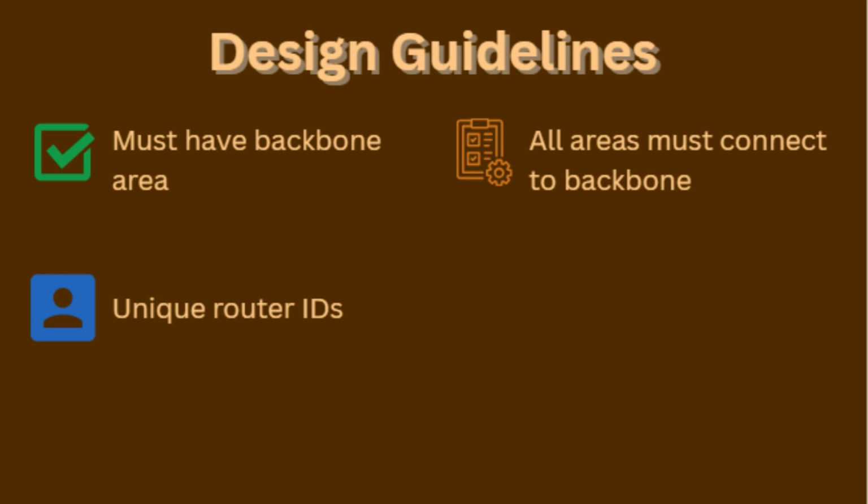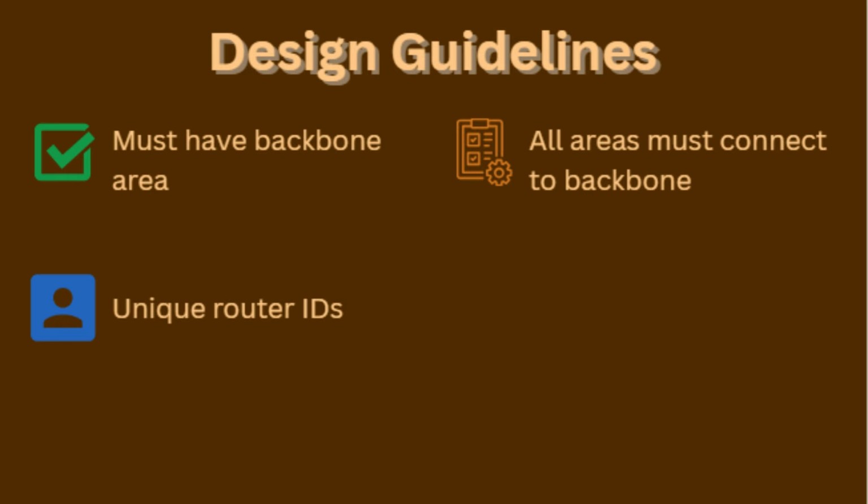Unique router IDs. Each router must have a unique router ID. A loopback interface is often used for this because it's always up, making the router ID stable. Hierarchy design. Break large networks into multiple areas to improve scalability and reduce LSDB sizes. Keep areas simple. Try to avoid too many routers per area. Smaller areas mean faster convergence and easier troubleshooting.